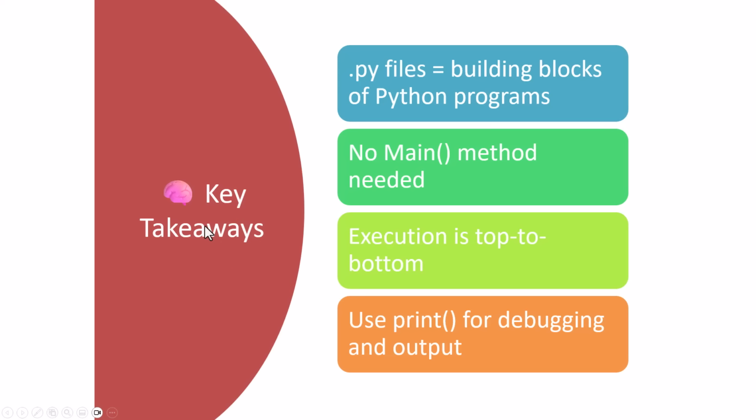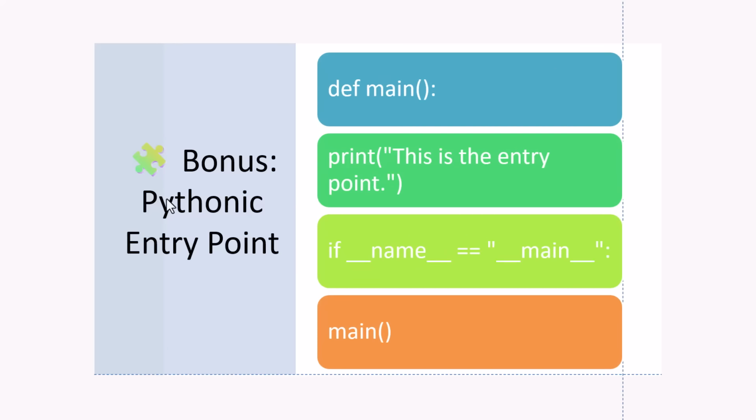So what are the key takeaways? In .py files, these are the building blocks of Python program with py extension. No main method needed. Execution is top to bottom, and use print for debugging and output. So this is a bonus.